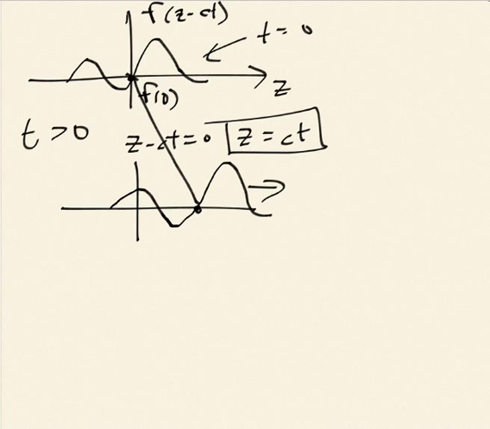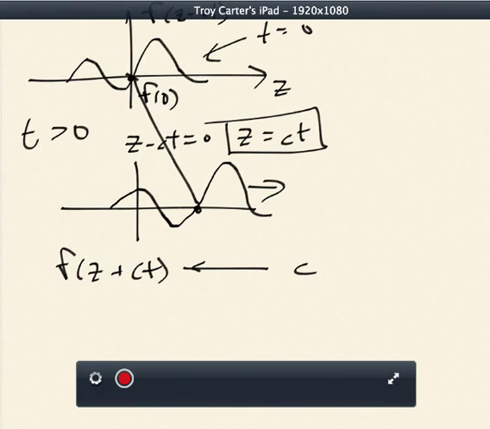Now if I chose that the function would be a function of z plus ct, I'm going to find that it moves to the left. I can do the same argument and it shows the pattern moves to the left. All right, perhaps that's enough for now. Let's stop there.